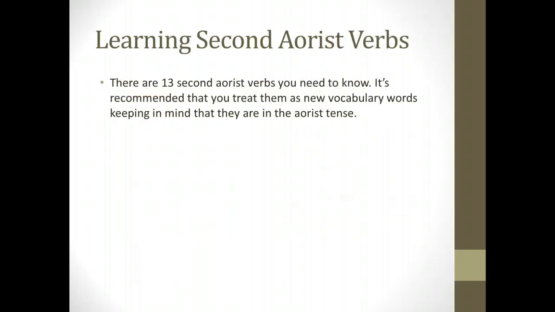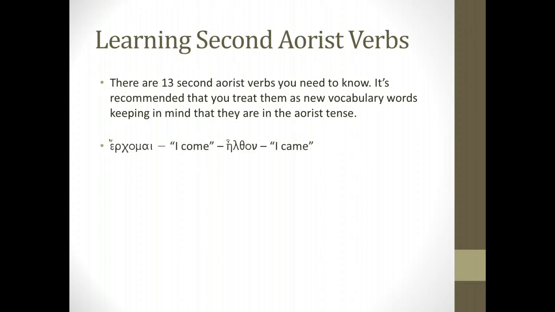Now, what is the clue for helping you to memorize or to know when you're dealing with a second aorist verb rather than imperfect? The good news is that there are only 13 second aorist verbs that you need to know. You're going to learn them as second aorist verbs. And so just like with the future irregulars, I'm recommending that you learn them as 13 separate vocabulary words to help you memorize them. Only these verbs will appear in the second aorist form when you learn them. All of the verbs will appear in the first aorist.